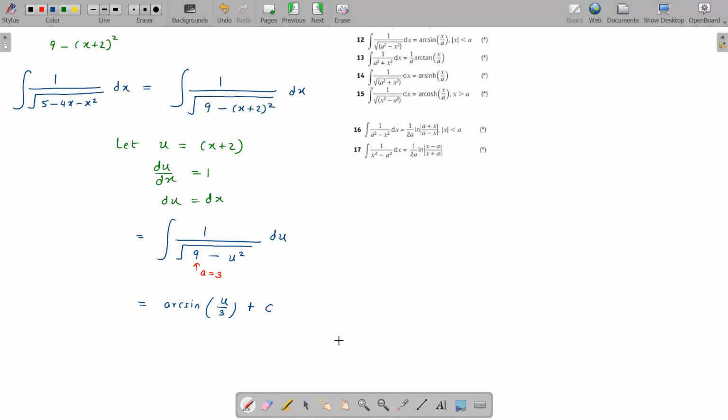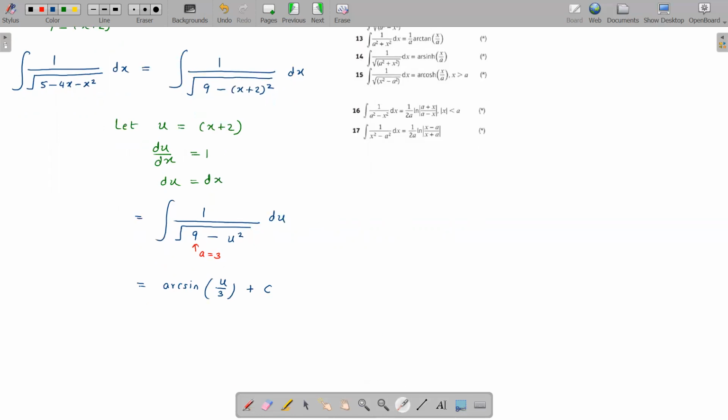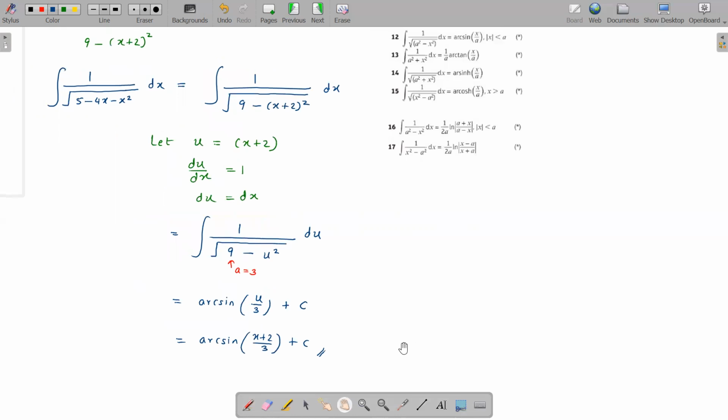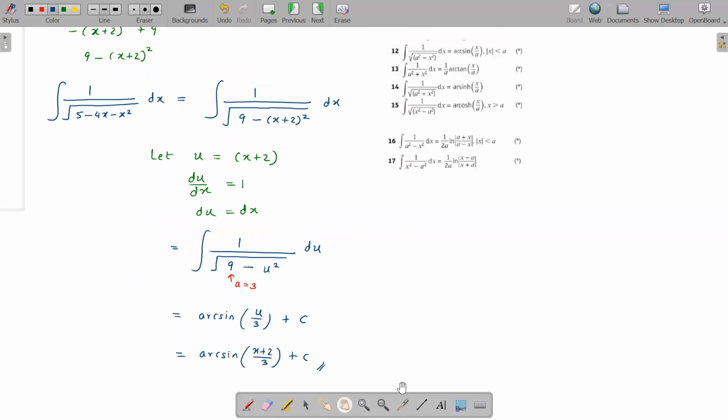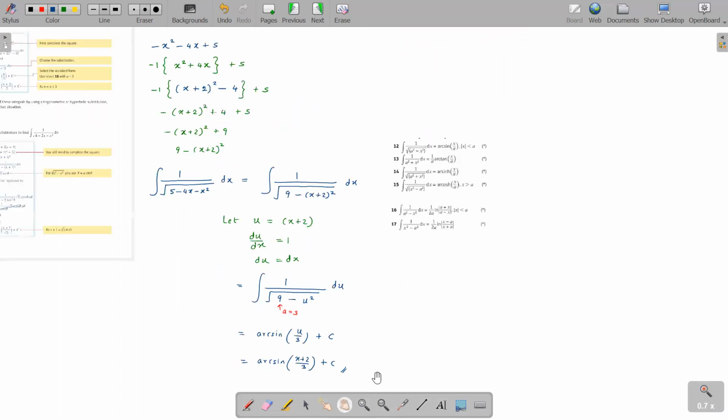However, you are not done because u was a substitution. So you must replace u back with the original. Who is u? U is x plus 2. So our final answer will be arc sine (x plus 2) over 3 plus c. So it's quite easy. Even though you have a trinomial expression, we complete the square and make it into 2 sections, and then the x part inside the square, you replace with a simple letter, and then your answer comes quite easily by using these rules again. Do you understand? Okay, shall we try the next one?